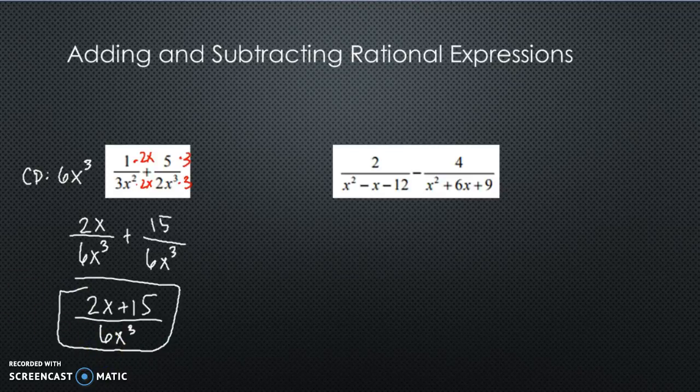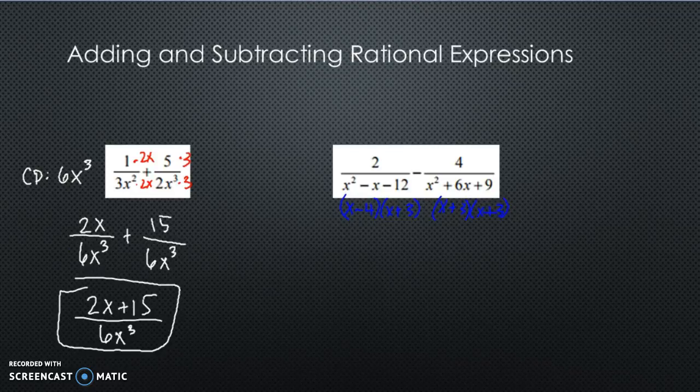For the second one, we got to factor because I've got quadratics. So for the bottom, I have multiply to negative 12 and add to negative 1. So that's going to be x minus 4 times x plus 3. And then on the other one, I want to multiply to 9 but add to 6. So that's going to be x plus 3 times x plus 3.